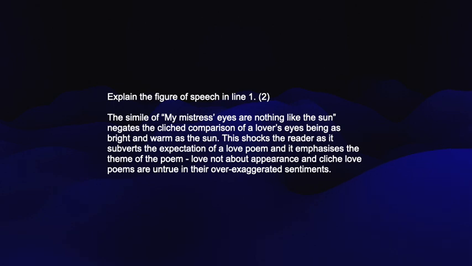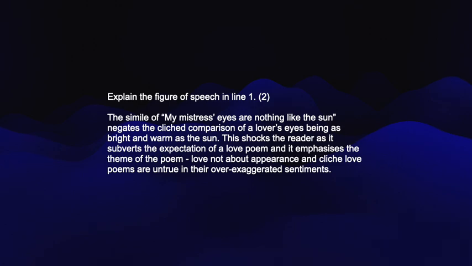So the first question says, explain the figure of speech in line 1. So the simile of "my mistress' eyes are nothing like the sun" negates the cliché comparison of a lover's eyes to being as bright and warm as the sun. So there is 1 mark, explaining firstly that it's a simile and then explaining what that simile is.